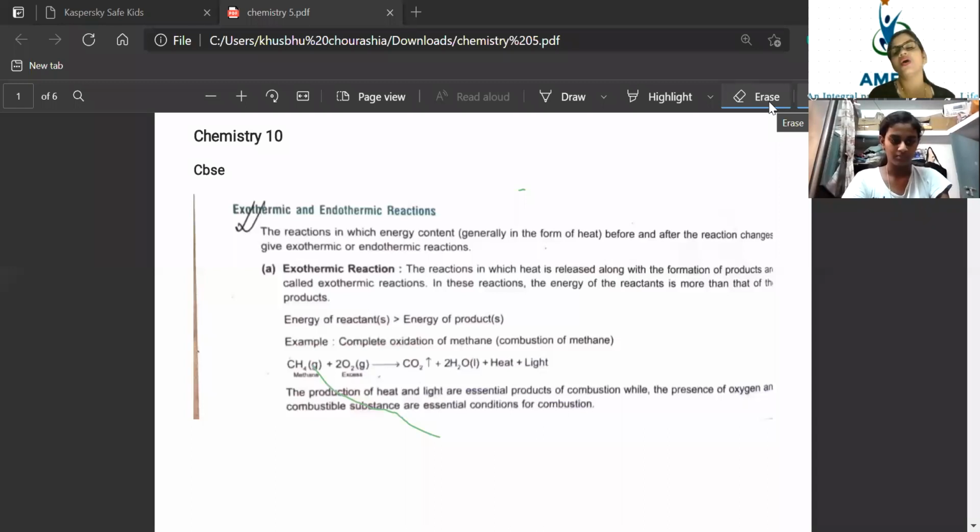Okay. So now, exothermic and endothermic reactions. Listen, every time you are having a confusion about exothermic and endothermic reactions, and because of that confusion, I have decided that this time I will teach it in much more detail.